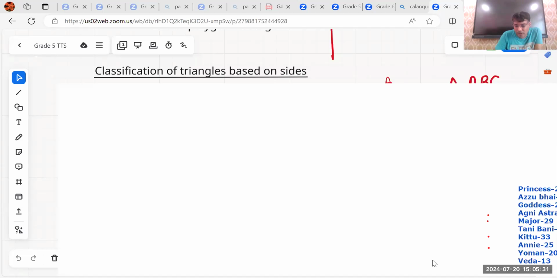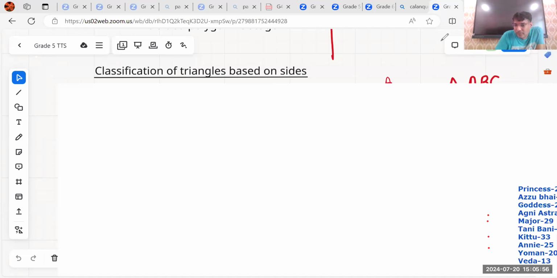Next, who wants to answer? Classification of triangles based on sides. Who wants to answer? One, equilateral triangle, I have got. Major, yes, you raise your hand. Sir, isosceles triangle. Sir, there are two equal sides and one different side.